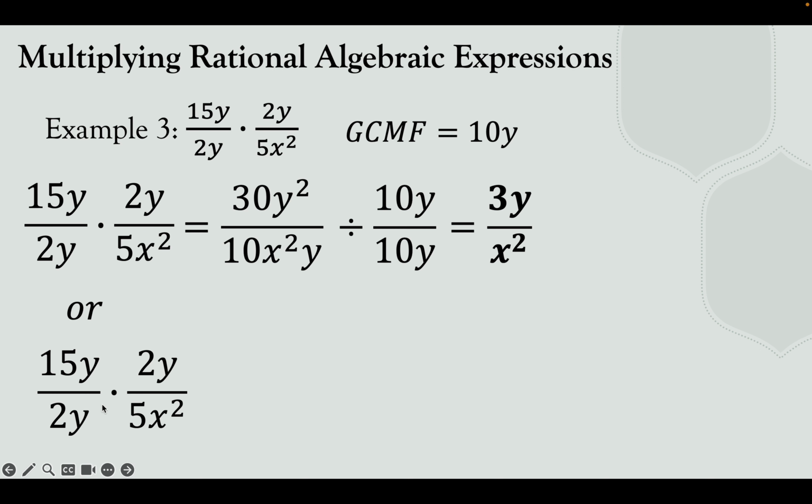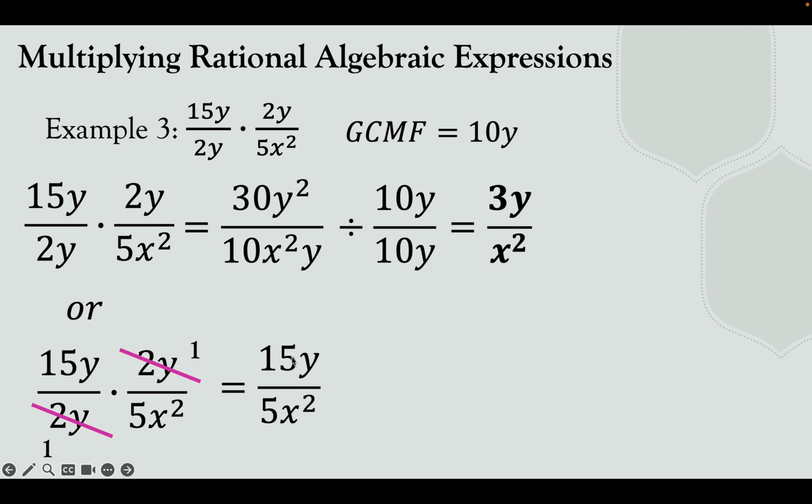So, for example, here, 2y can be simplified by 2y. Their common factor is 2y. So, 2y divided by 2y cancels out. We have 1 and then 1. So, you can easily now simplify the given expression. So, 15y times 1, we have 15y. And then 1 times 5x squared is 5x squared.